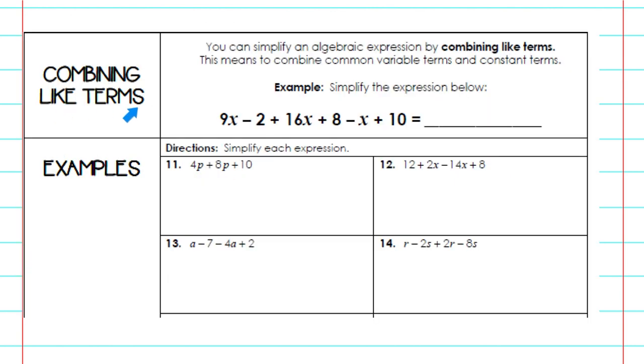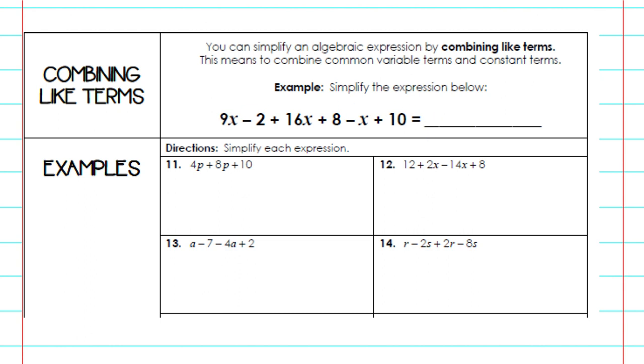Combining like terms. So you can simplify an algebraic expression by combining like terms. This means to combine common variable terms and constant terms. So here's our example. We need to simplify the expression below. So right here is the expression.